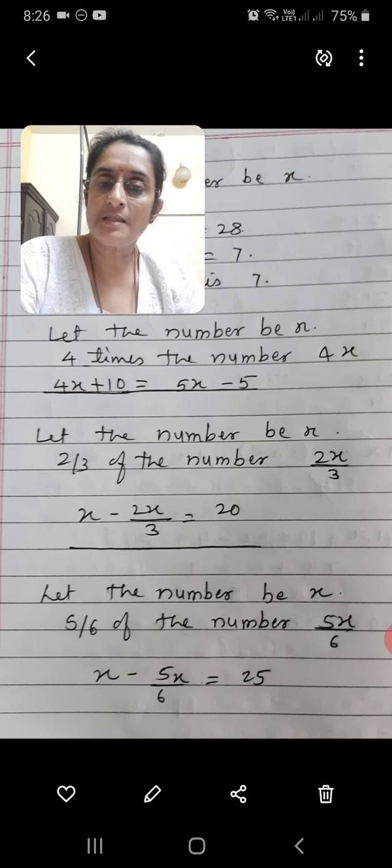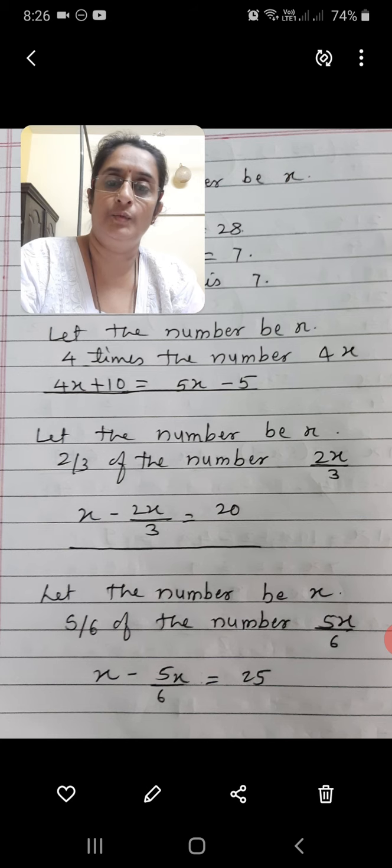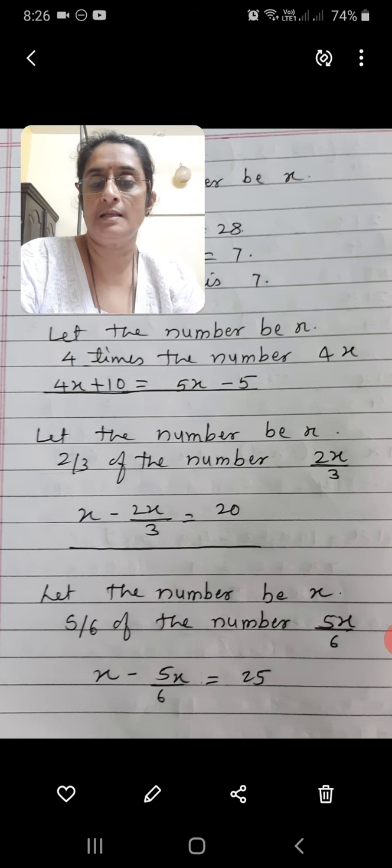Now the difference between them is 20. So from the original number, if you subtract 2/3 of the number, the answer should be 20. So the equation is x minus 2x upon 3 is equal to 20.